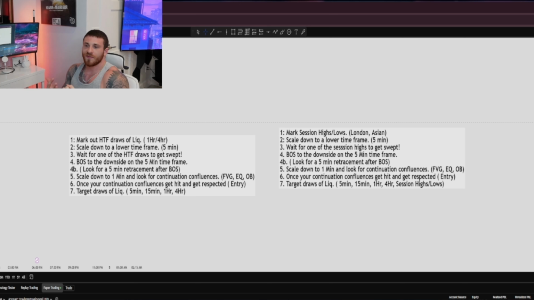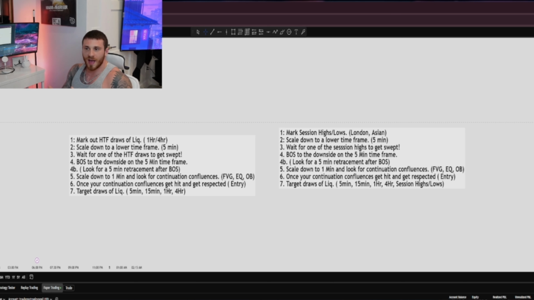We scale down to the 5-minute time frame. We're going to wait for one of our high time frame draws on liquidity to get swept, right? We're sitting on our hands, waiting for price to do what we want it to do. If it doesn't, we don't trade. We don't go into the markets today. We have another day tomorrow. We have a whole other week. We have a whole other month, right? We can take another trade another day when our setup presents itself.